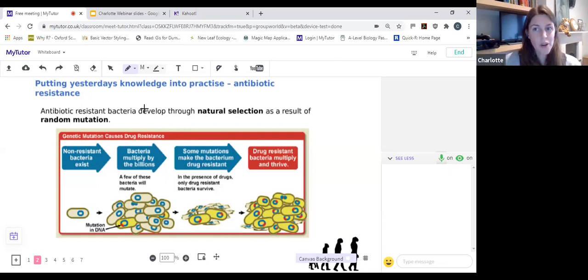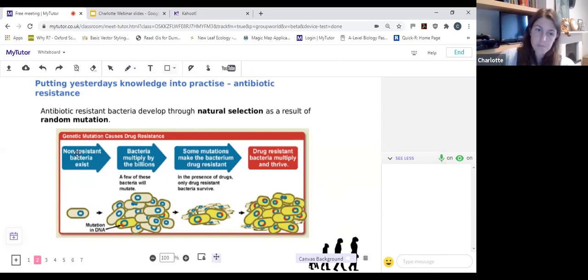We're going to put that knowledge into practice this morning by looking at a specific case study, really, of very fast natural selection. And that is antibiotic resistance. Antibiotic resistant bacteria developed through natural selection as a result of random mutation. Got a really nice schematic here that we can look through to talk about that in more detail.